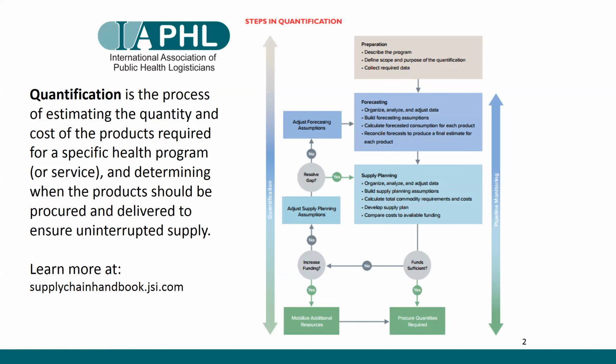You'll notice in the diagram at the right here, which lays out the entire process of quantification, that there are a number of major steps involved in it. After a preparation or scoping phase, forecasting is specifically the process of determining the numbers of products that you expect to be used or dispensed by the program over a specific period of time in the future. Typically in forecasting, we'll use historical data on the number of products used or assumptions about the size of the program in the future and the dispensing protocols to make that estimate of future use.